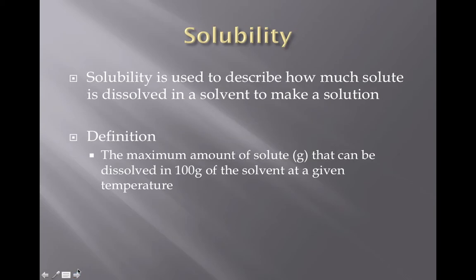So for starters, solubility is used to describe how much solute is dissolved or can be dissolved in a solution, or to make a solution. Definition-wise, it is the maximum amount of solute that can be dissolved in 100 grams of water at a given temperature. Okay, so that's our solubility definition: the maximum amount of solute that can be dissolved in 100 grams of solvent, typically water, at a given temperature.